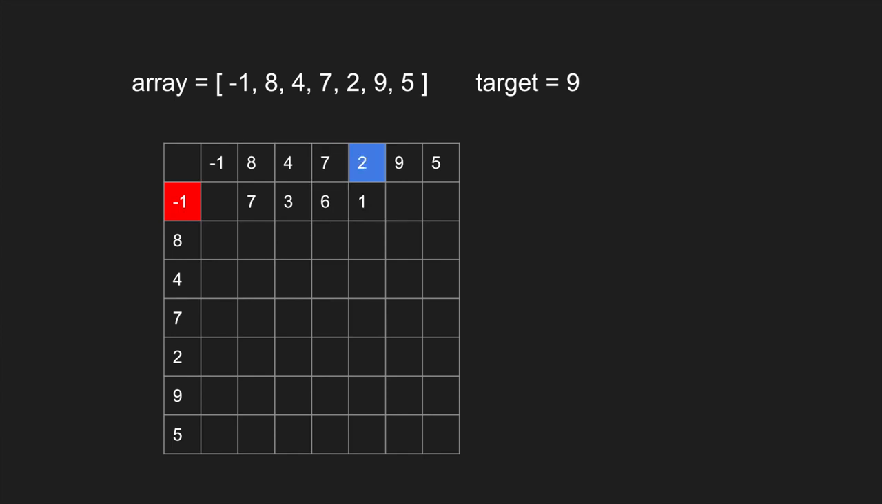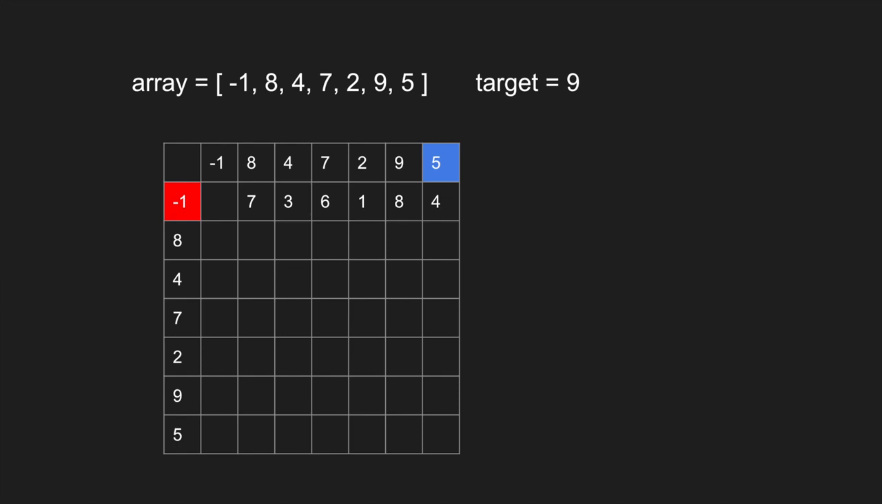We try -1 with 2, which add up to 1, and 1 is not equal to the target, so we can move forward. The next element we can check is 9, and adding it with -1 we get 8, which is not equal to the target. Next we try -1 with 5, which add up to 4, and 4 is not equal to the target.